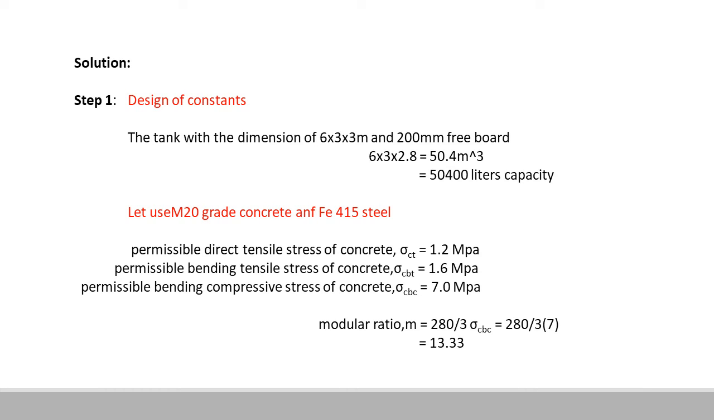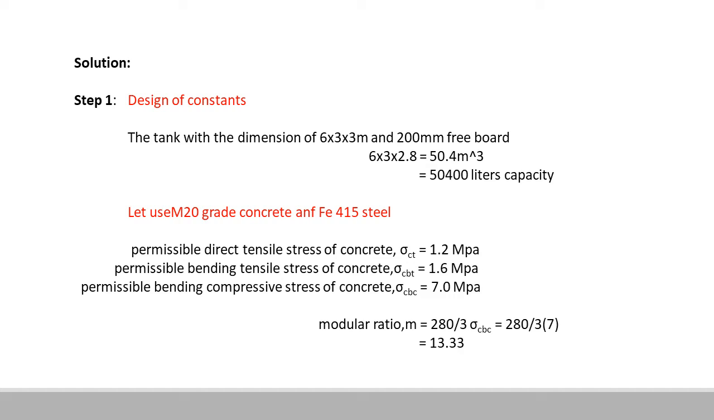Let us use M20 grade concrete and Fe415 steel. The permissible direct tensile stress of concrete, sigma CT, is 1.2 megapascal or 1.2 Newton per mm square. Then sigma CBT is 1.6 Newton per mm square. These values are taken from our code book IS 456 2000, page number 55. Then sigma CBC is 7 Newton per mm square. This sigma CBC is based on the grade of concrete, M20 or M25, whichever is given, from page number 71 of the IS 456 code book.